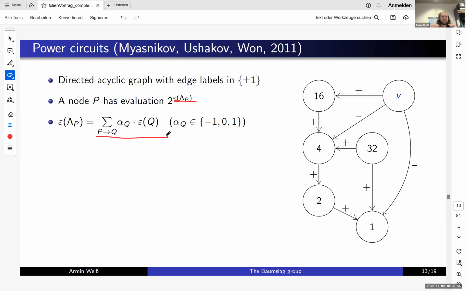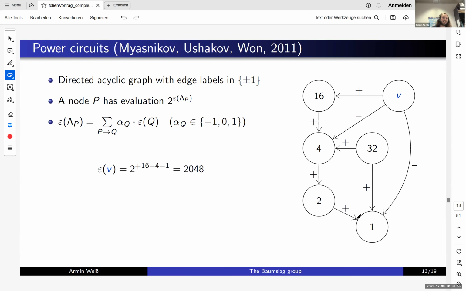Now, since this is a directed acyclic graph, this recursive definition is actually well-defined. We see that this one node doesn't have any outgoing edges, so we get the empty sum, which gives 2 to the 0, which is 1. And here, 2 has one outgoing edge to 1, so we get 2 to the 1, so it's 2. So we can compute the evaluation.